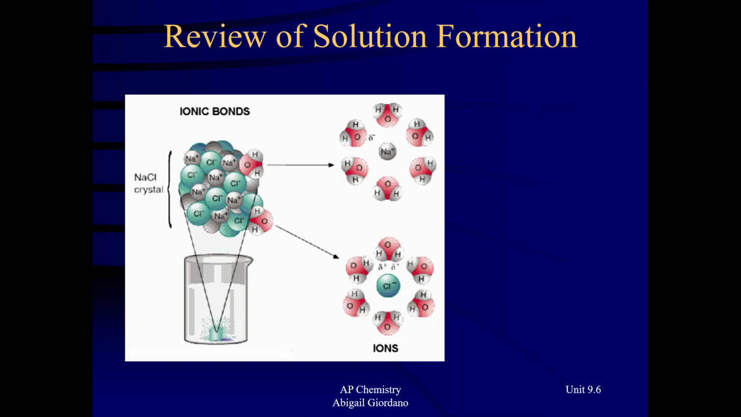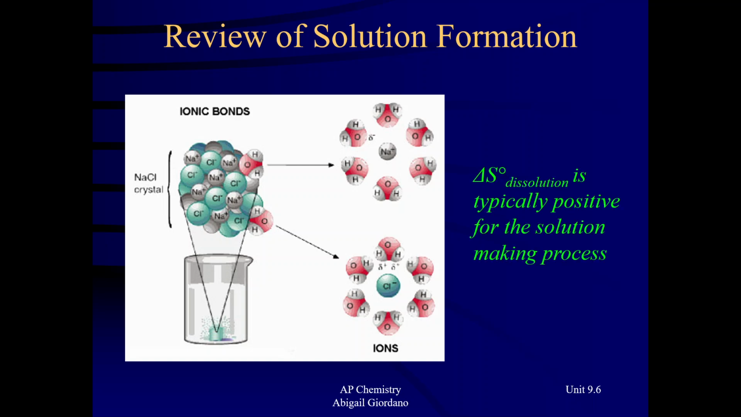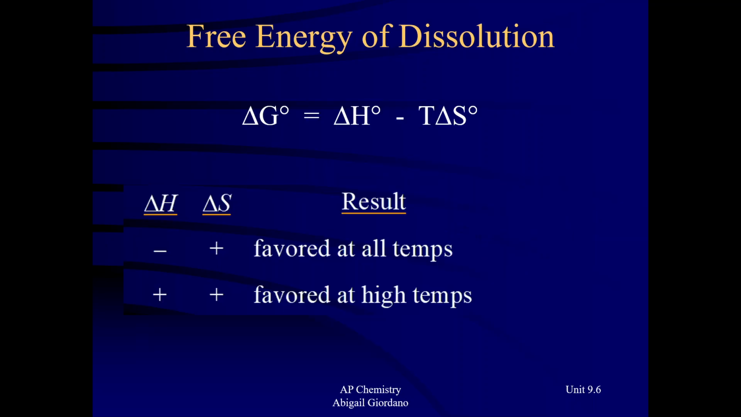Let's talk about the change in entropy. Because this is the process of a solute breaking apart, typically your delta S for these processes is almost always going to be positive. So let's put this all together. This equation we've seen before. It's on your formula sheet. We talked about it in Unit 9.3. It brings the change in enthalpy and the change in entropy together.